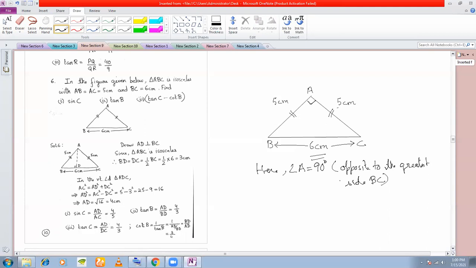Now, once we have identified the 90-degree angle, you now have to find out sine C. So this is the angle we are talking about. Number one, sine C. What is the formula for sine? Perpendicular by hypotenuse. In this case, if we are talking about this angle, this becomes the perpendicular, and this is the hypotenuse. So this is AB by BC. AB is 5 centimeters, BC is 6. That's 5 by 6. Sine C we have found out.